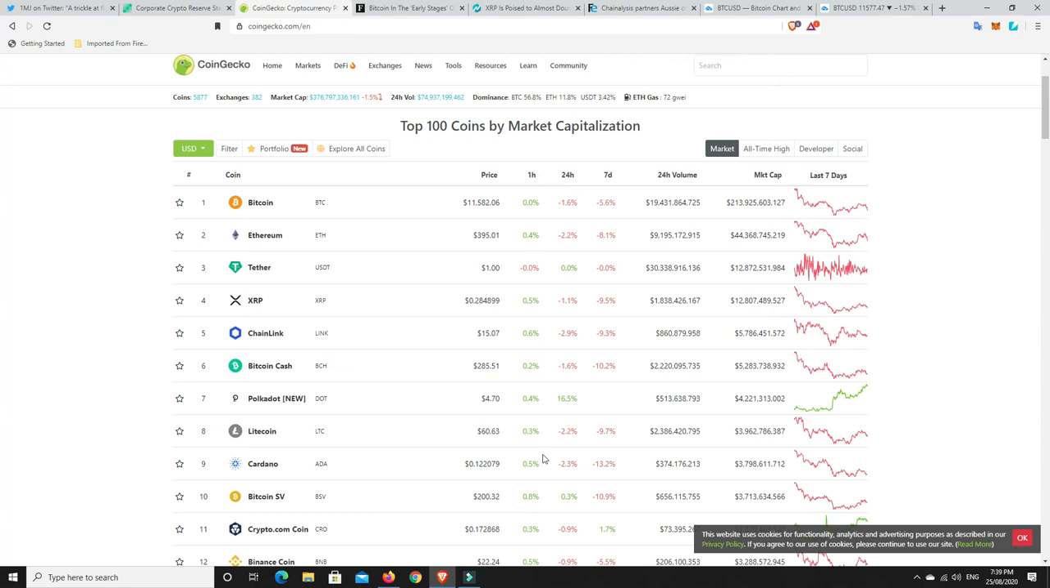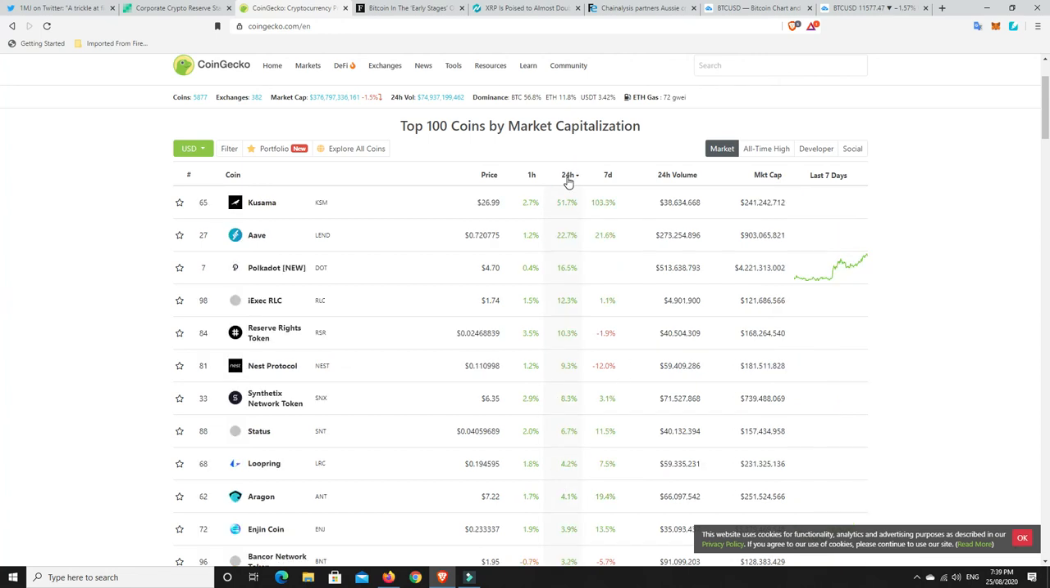But last but not least, there are still gains to be made. So not a lot happening in here. It all seems fairly small. But we go over to the 24-hour chart, and look, Kusama, 50%. Aave, big news for Aave.